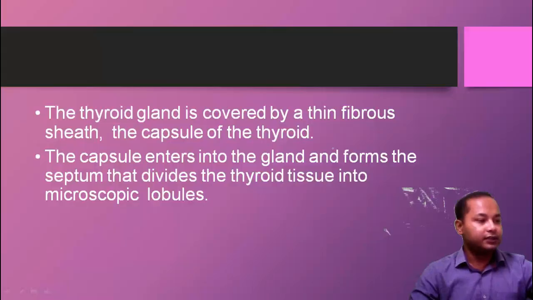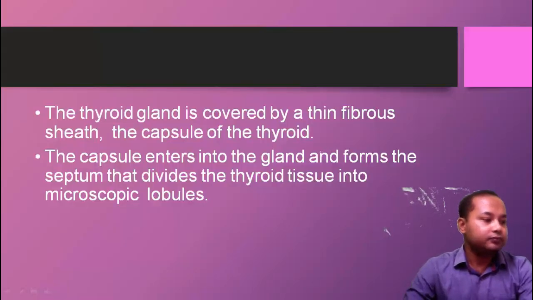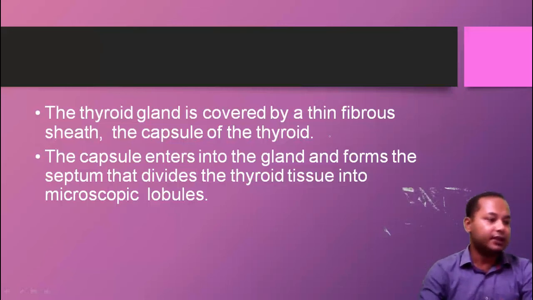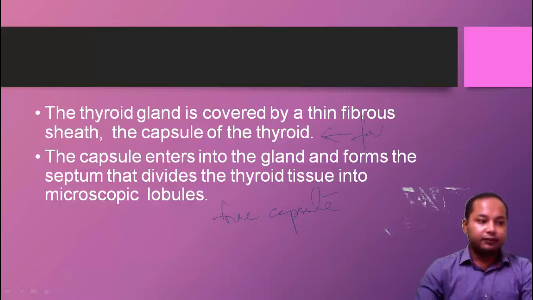Let us advance forward in the slide. One important thing that I have to tell you is that the thyroid gland is covered by a thin fibrous sheath which is called the capsule of the thyroid. The capsule of the thyroid forms the septum and divides the thyroid tissue into microscopic lobules. This is actually the true capsule they are talking about. True capsule. And here they want to notify about the false capsule.